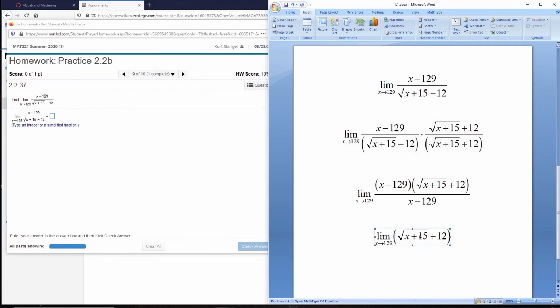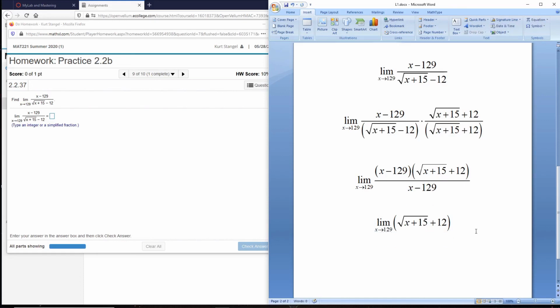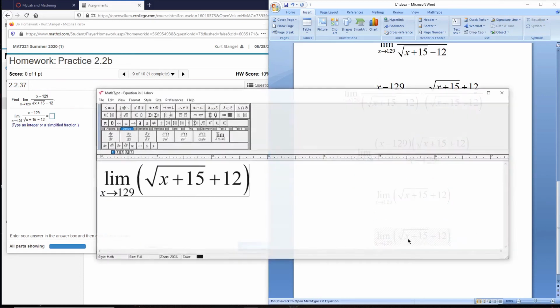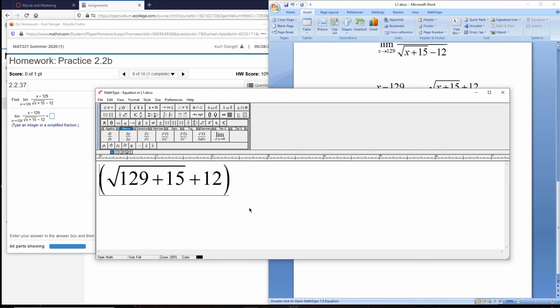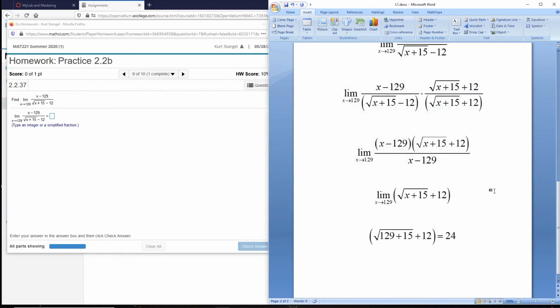And let's check if the number works again. So we'll plug in 129 for x. So we have 129 plus 15, which is 144. Square root of 144 is 12. 12 plus 12 is 24. And that's our answer.